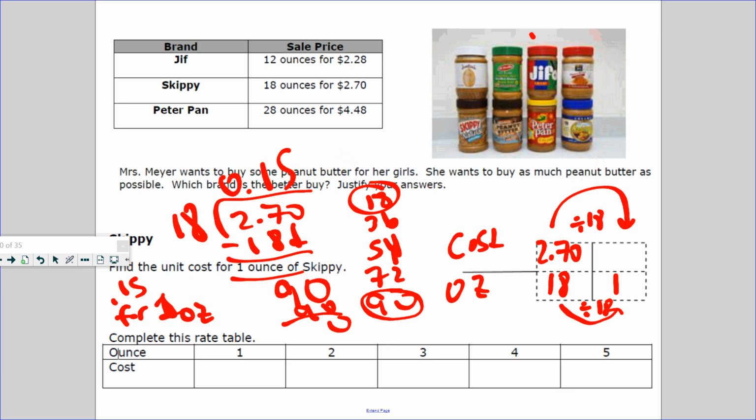Let's look at this one. If it costs 15 cents for 1 ounce, how much would 2 ounces cost? 15 cents again, that'll be 30 cents. 3 ounces, 45 cents. So you can break it down and build up. We're going to be talking about that in our next few lessons, and that's unit rate.